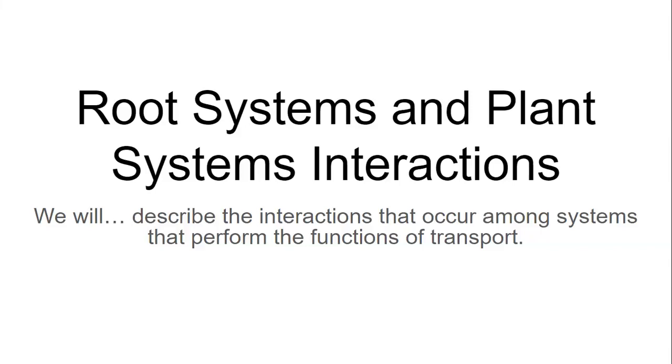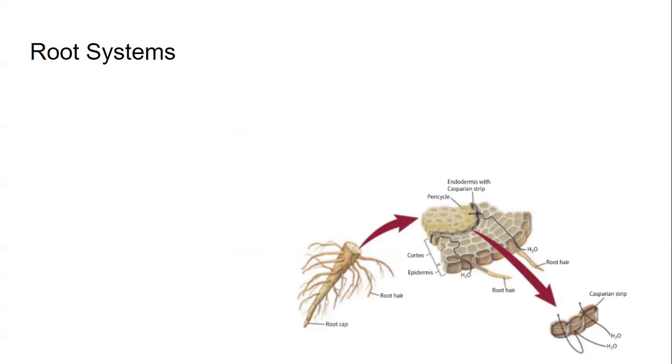Hey everyone, today's lesson is going to be over root systems and plant system interactions. So, our learning objective is we're going to describe the interactions that occur among systems that perform the functions of transport. So, first, we're going to cover what the root systems are. In the last lesson, we talked about shoot systems, which is everything above ground. Well, the roots are everything that's below ground, basically.